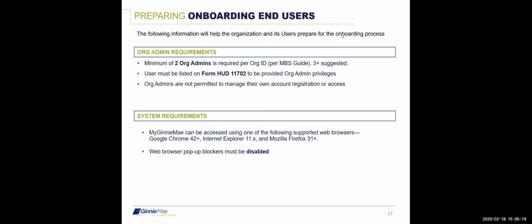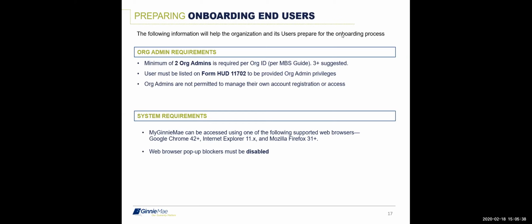Please note that in order to be an organization administrator, in case you need to add an organization administrator on behalf of your organization, that user must be listed on the HUD 11702. Also remember, org admins are not permitted to manage their own account registration or access.